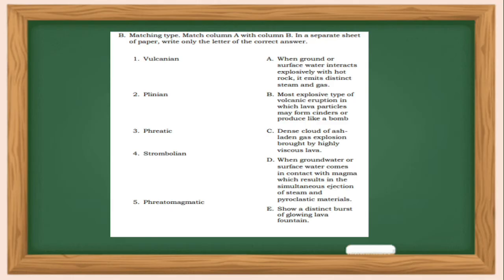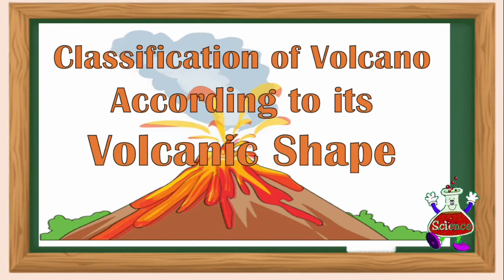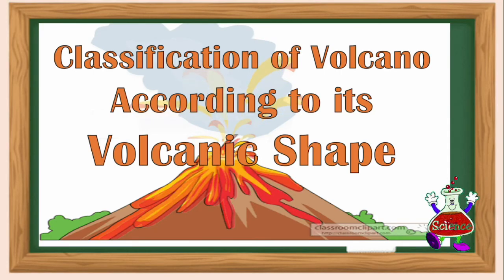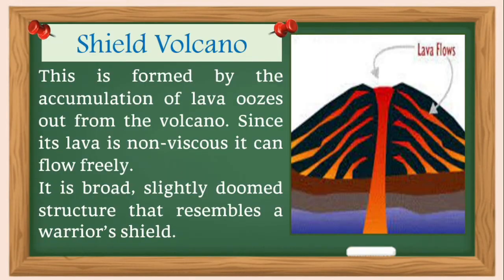The next lesson is classification of volcano according to its volcanic shape. Volcanoes come in different shapes. The shape of a volcano depends on its magma emission. There are 3 types of volcanic shape.